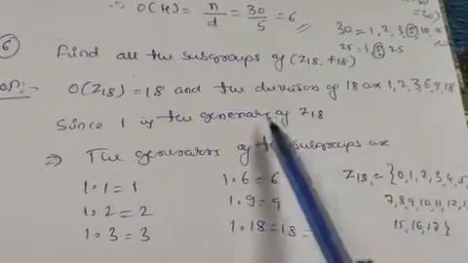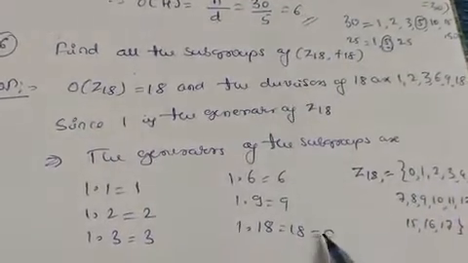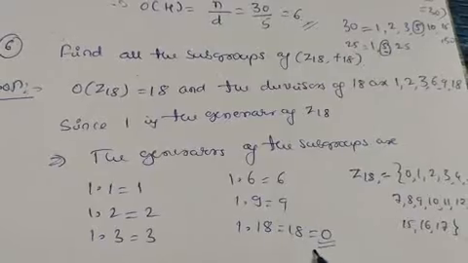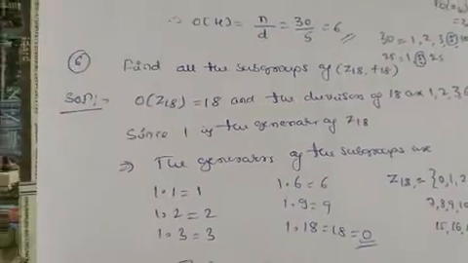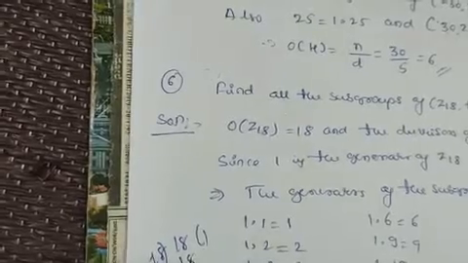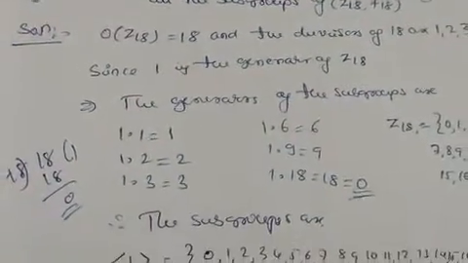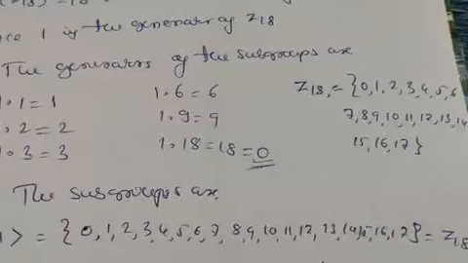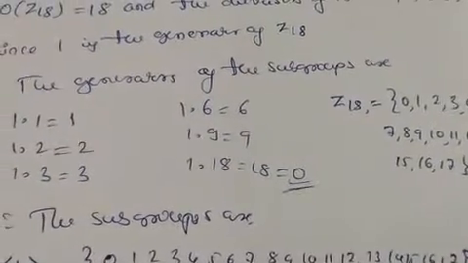Because it is addition mod 18, 18 means you have to take the remainder. The remainder is 0, because 18 divided by 18 gives remainder 0. So you have to take 0 here. Z18 contains the elements from 0 to 17.